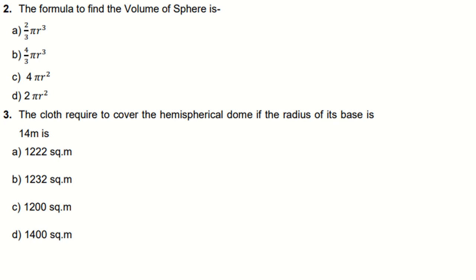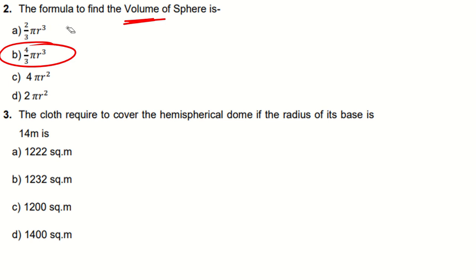Next is the formula to find the volume of the sphere. Volume of the sphere is 4 by 3 pi r cubed. See, just to confuse you, they have given a picture of a hemisphere and they are asking you the volume of a sphere. So be careful. Don't take this one. This is wrong.